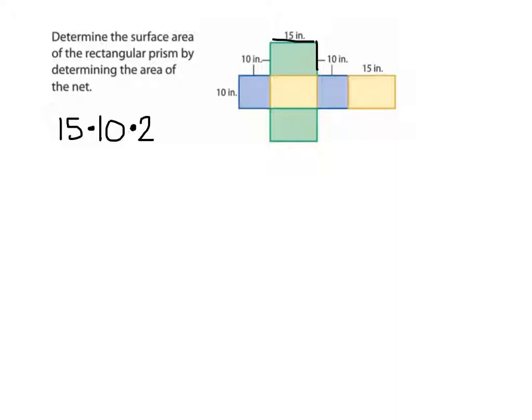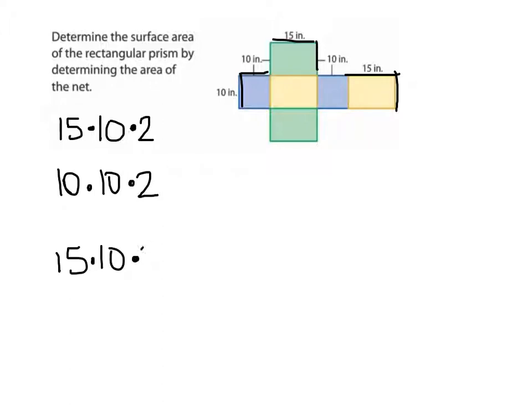Let's go through and look at our blue. Our blue has a length of 10, a height of 10, and again, there are 2 of those. For the yellow, we have a length of 15, times a height of 10, and we have 2 of those.